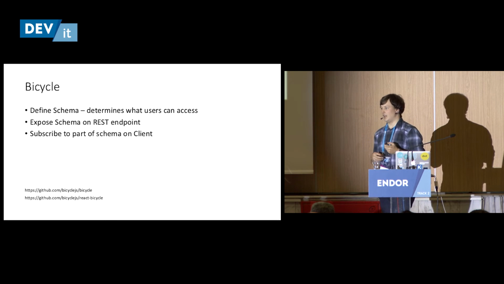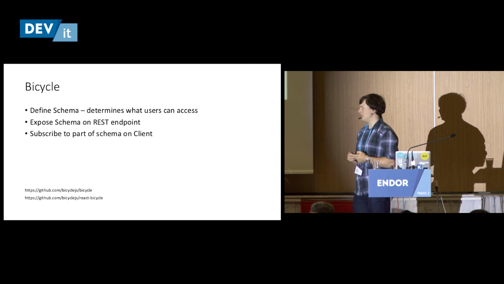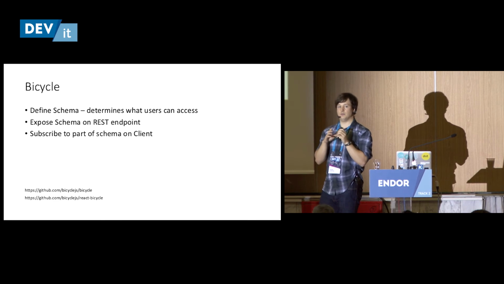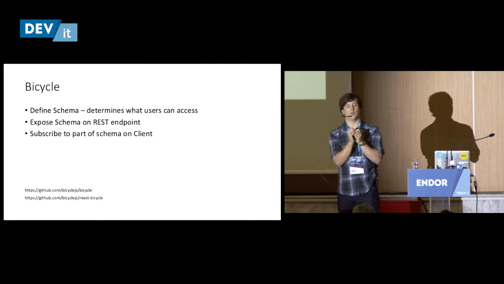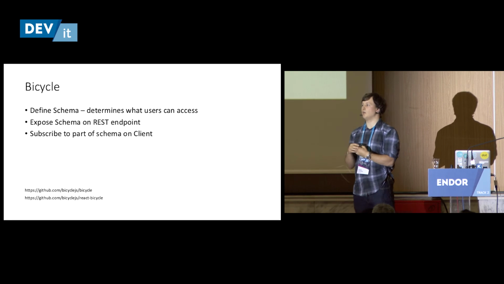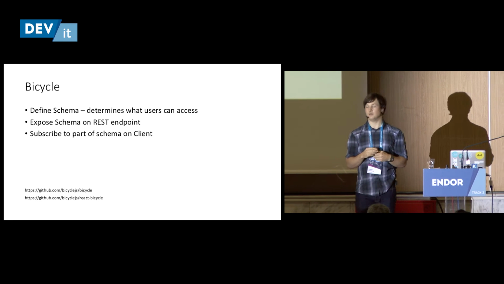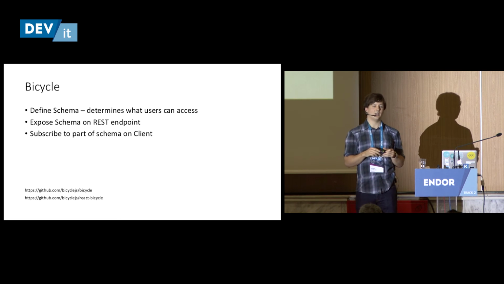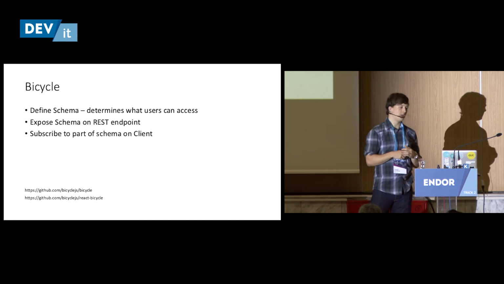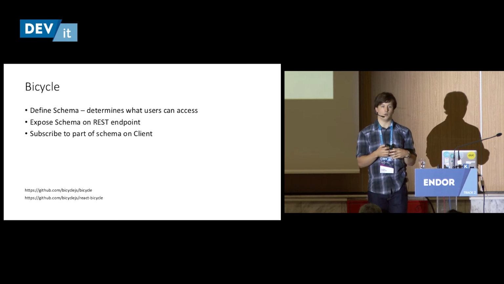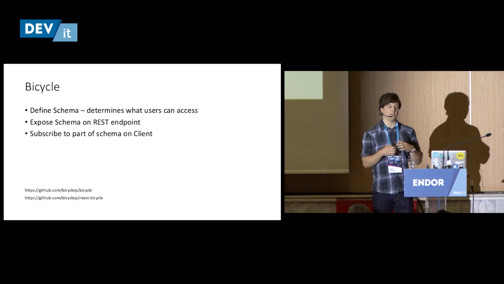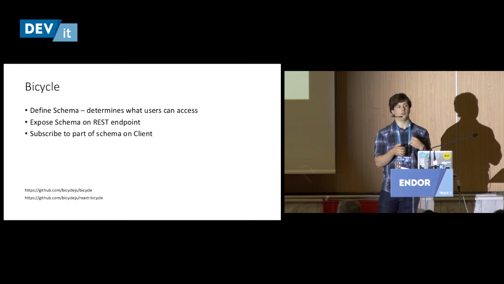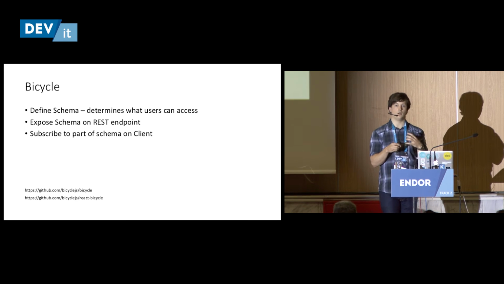So I've been thinking about this data fetching thing a fair bit, and trying to figure out how we can build that centralized point that all of the data flows through in a nice generic way that everyone can reuse. So this is highly experimental. I don't necessarily recommend you use this in production, but I've built a library called Bicycle, and it lets you define a schema for what data users can access, lets you expose that schema on a REST endpoint, and then has a client library that allows you to subscribe to parts of that schema.